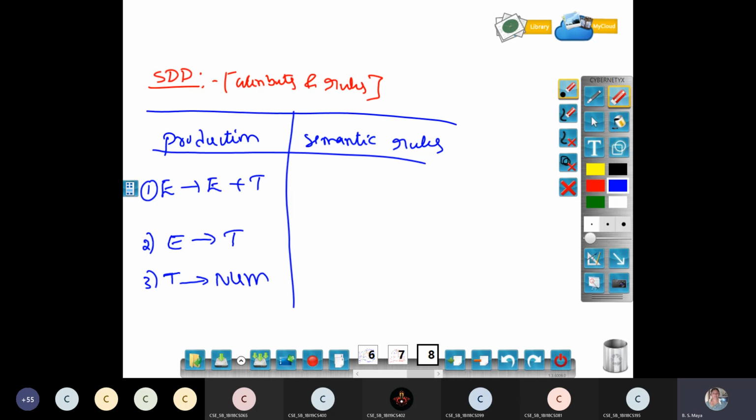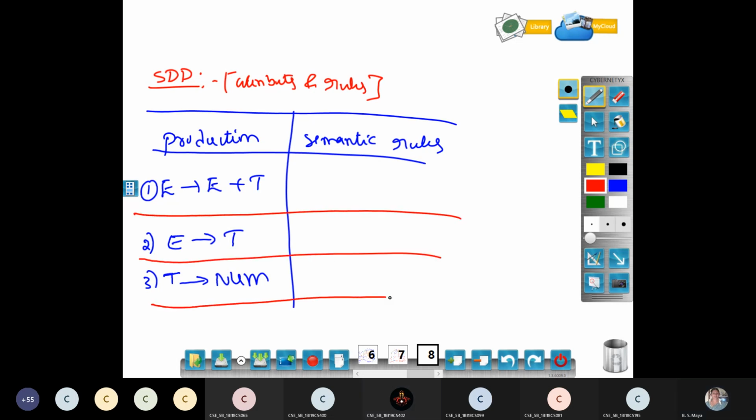Any doubt in these steps? No, ma'am. Okay. Now, for every production, I want to write the rules by attaching a grammar symbol. Shall we start to write the rules?